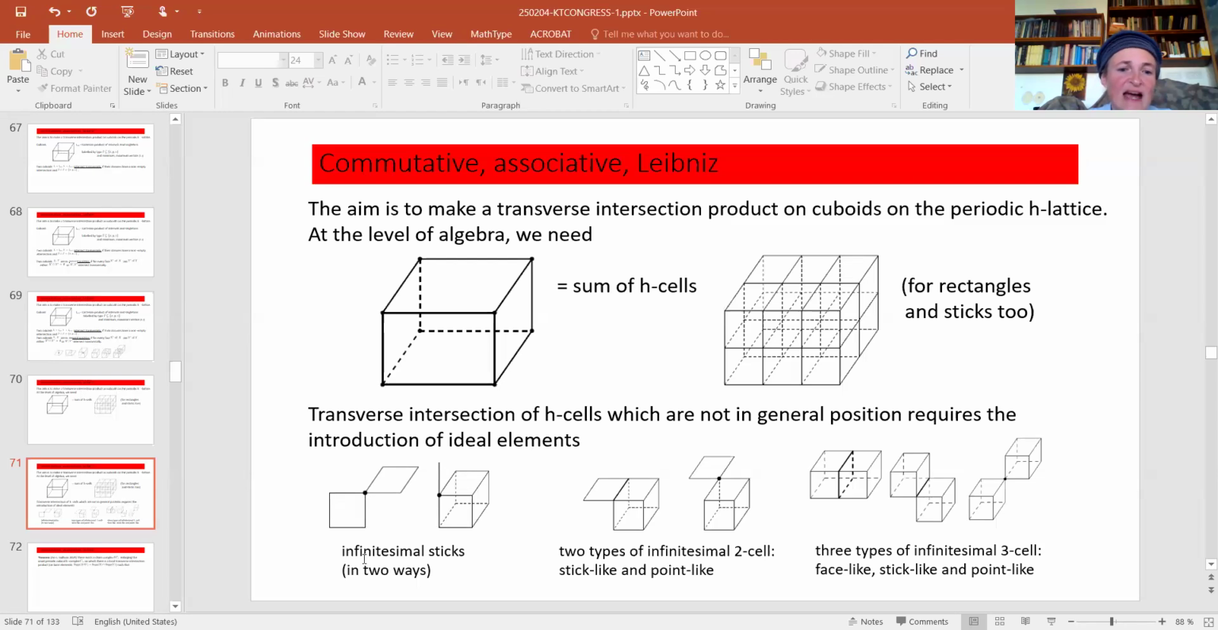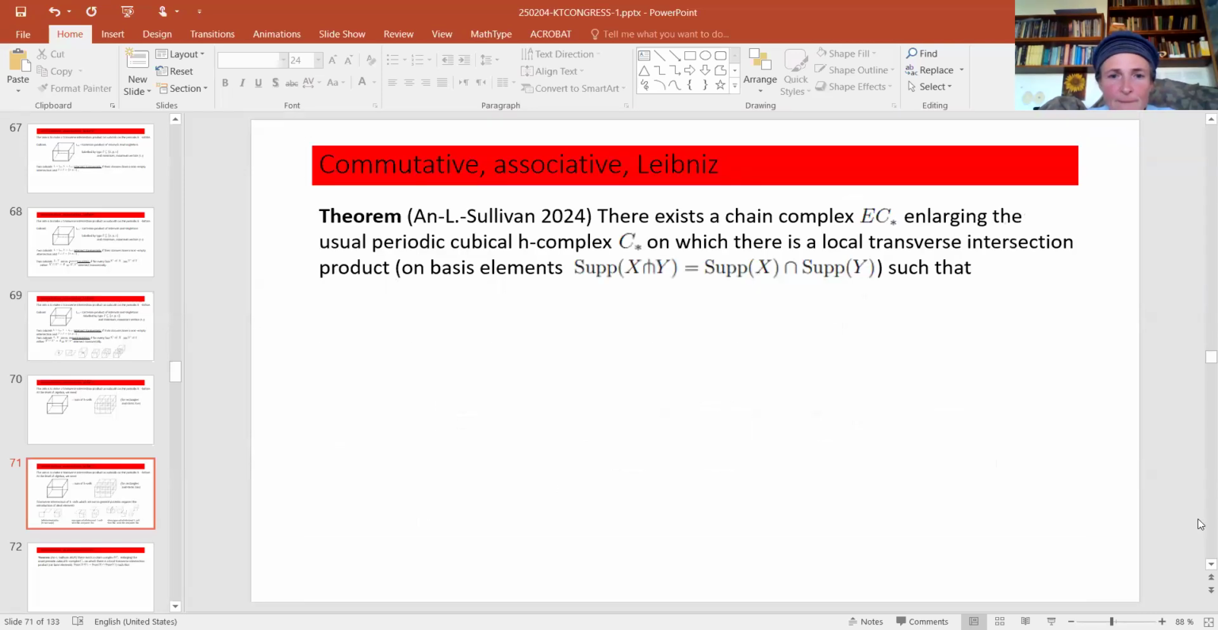And in order to do that, we need to add infinitesimal sticks. So this intersection will be an infinitesimal stick in this direction. This intersection will be an infinitesimal stick in the vertical direction, and so on. These will be infinitesimal 2 cells, and these will be infinitesimal 3 cells of various types. So the theorem is that you can do this in an essentially unique way.